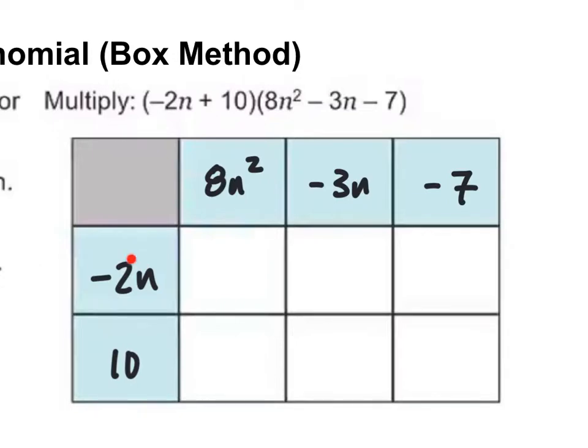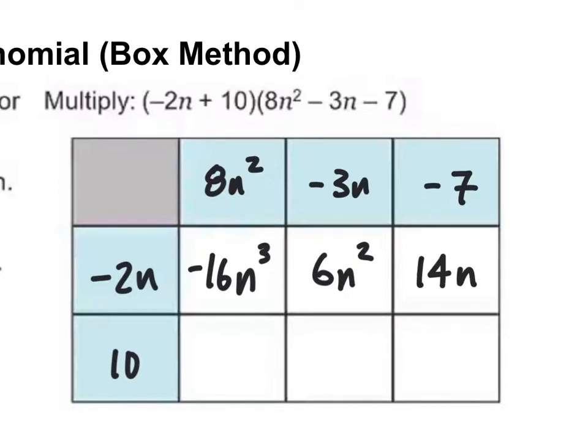Okay, so if I multiply this box and this box together, I've got negative 2 times 8, which gives me negative 16, and then n times n squared gives me an n cubed. On the next one I've got negative 2 times negative 3, which gives me positive 6. And then if I take n times n, that gives me an n squared. On the next one, I've got negative 2n times negative 7. Negative 2 times negative 7 gives me positive 14, and then an n.